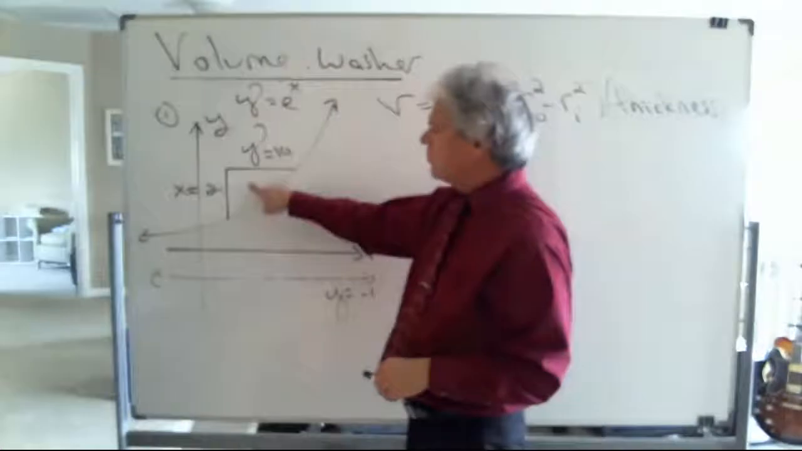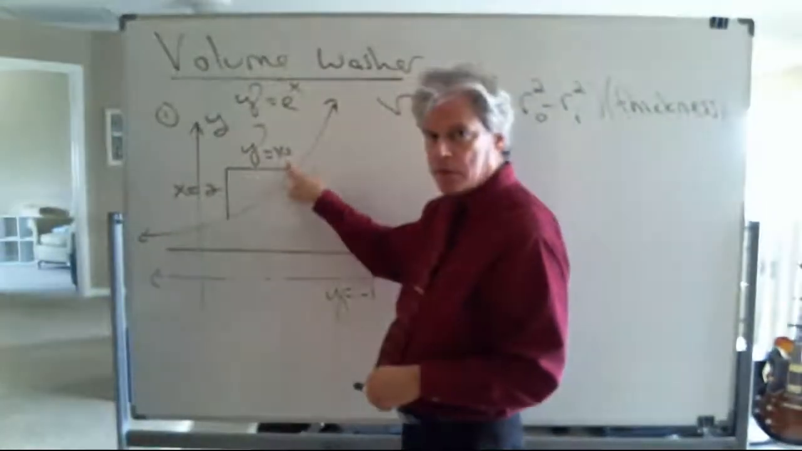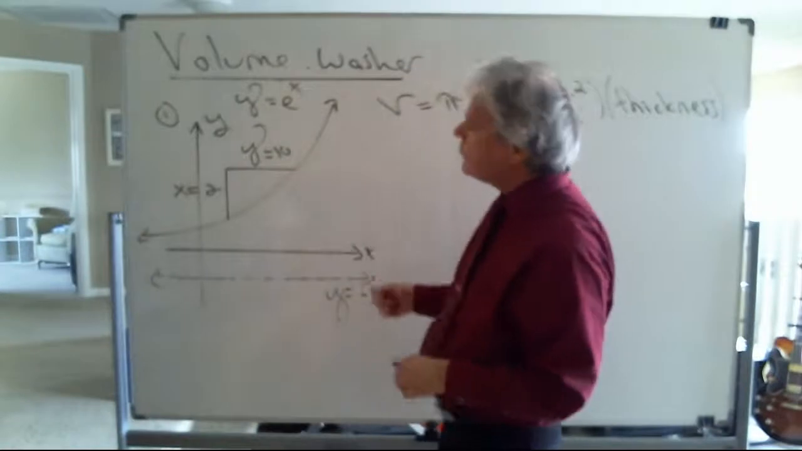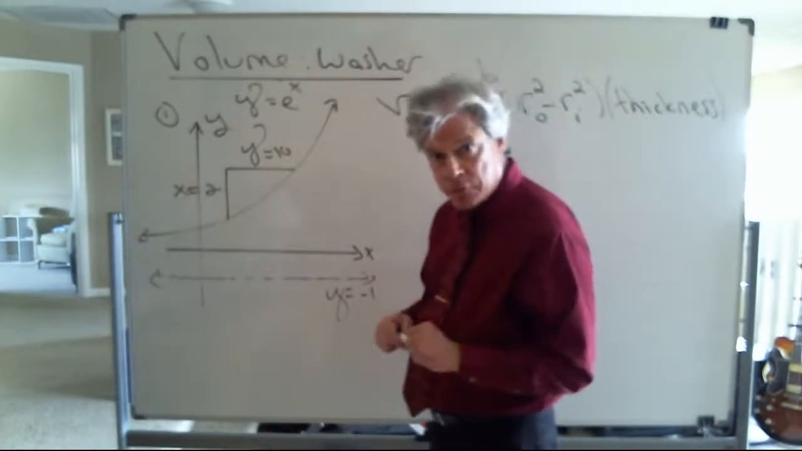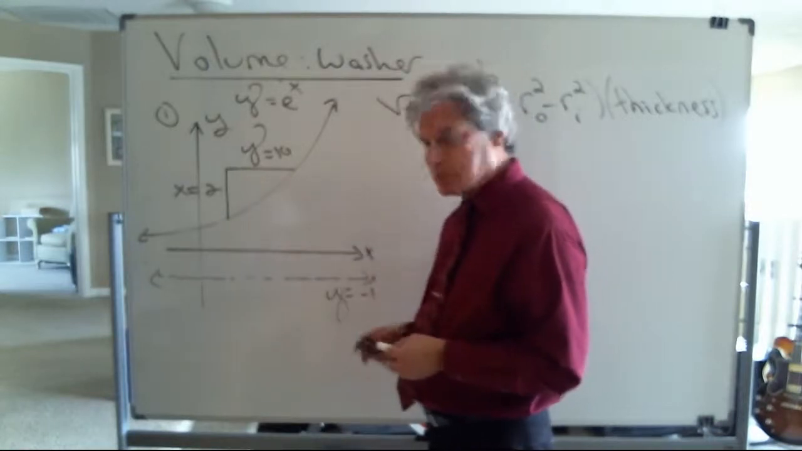Here is a region bounded by the graph of that equation and these two lines. Now let's see if you and I can compute the volume of the solid of revolution generated by revolving this region about the line y equals -1.